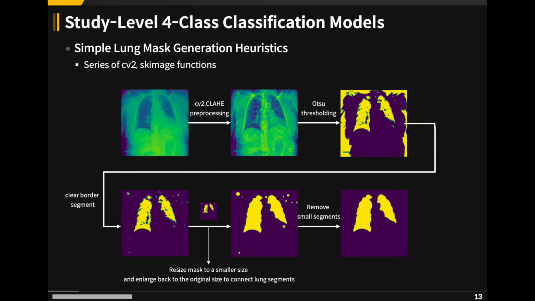To remove background area segments, we use the clear border function in scikit-image. And to fill the small holes inside the lungs, we reduce the image size very small and enlarge it again. Finally, after removing small segments other than lungs, we get the lung mask.